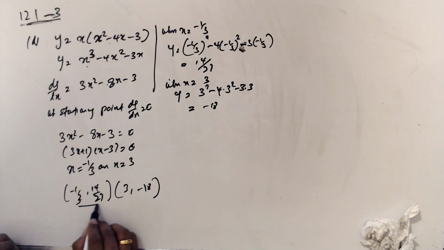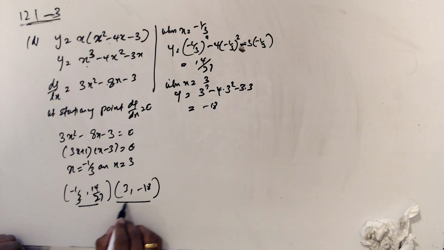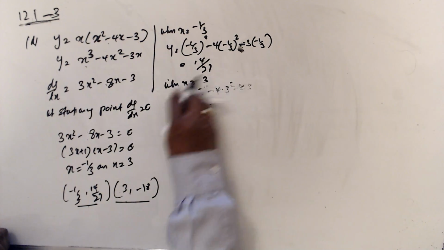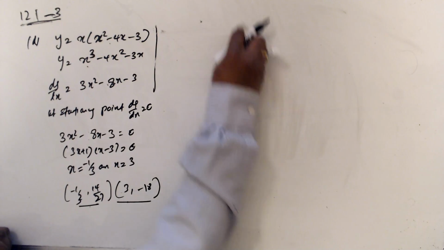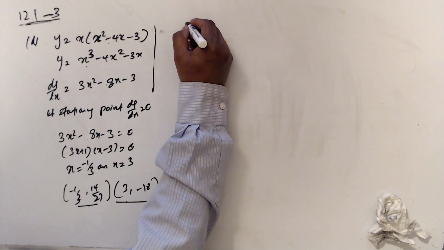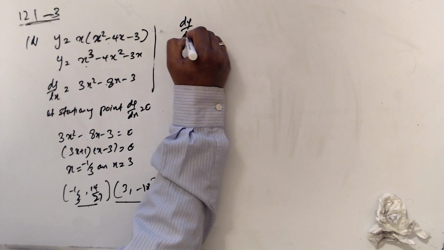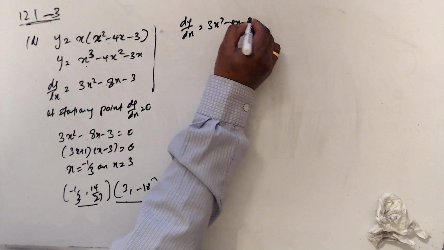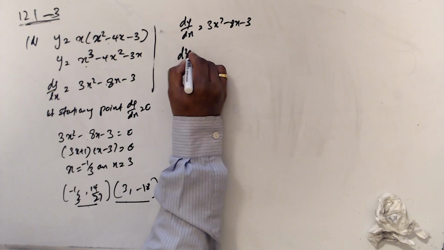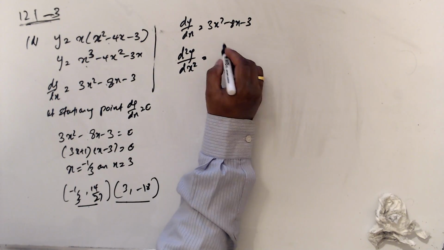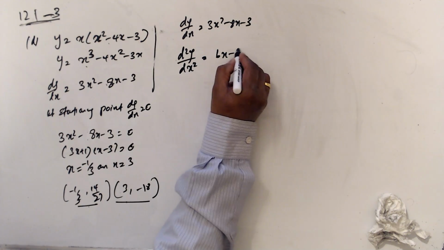Now I want to decide about those 2 points: minimum, maximum or point of inflection. So I will delete this part and we'll work out. Again, we'll check with the differentiation. dy over dx equal 3x square minus 8x minus 3. We'll find the second derivative. So this is going to be 6x minus 8.